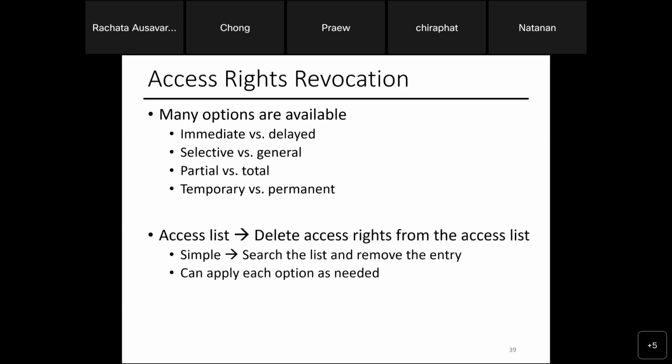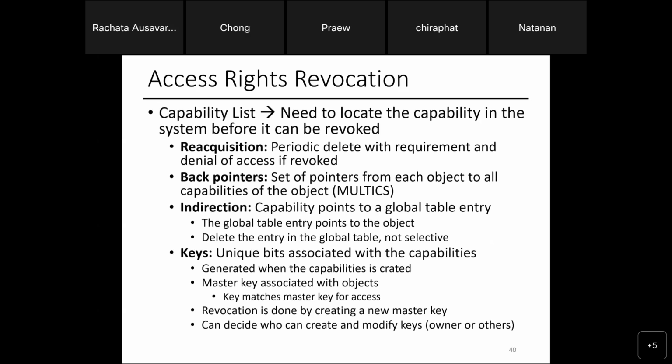The access list, to revoke, just delete the rights from the list, which is simple, right? You just go through the list, remove the entry, and you're done. For the capability list, if you have to revoke, again, each domain has its own list. If I have an object that I want to revoke the rights for, I have to walk that list for each domain because the domain can share the object rights. So I have to walk all of them and say, hey, can I access this? Can I access it? And revoke them all, right?